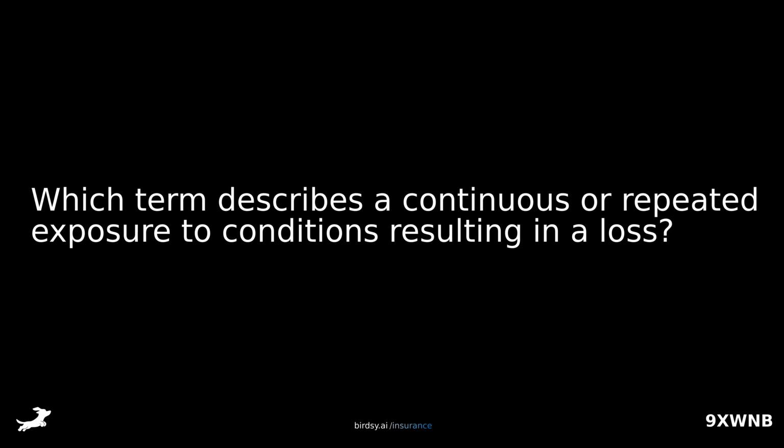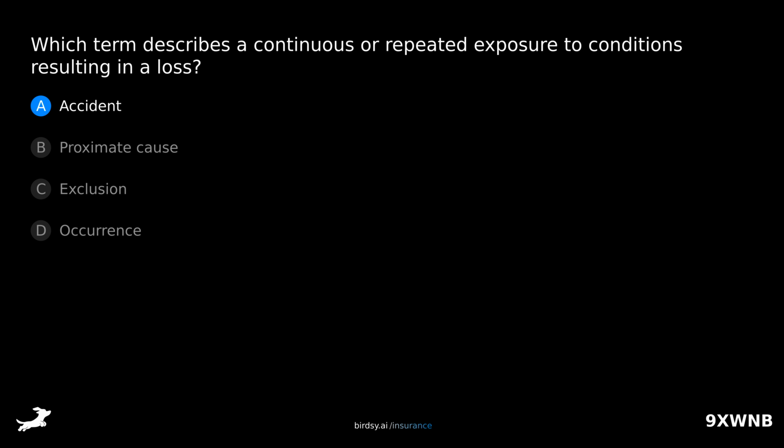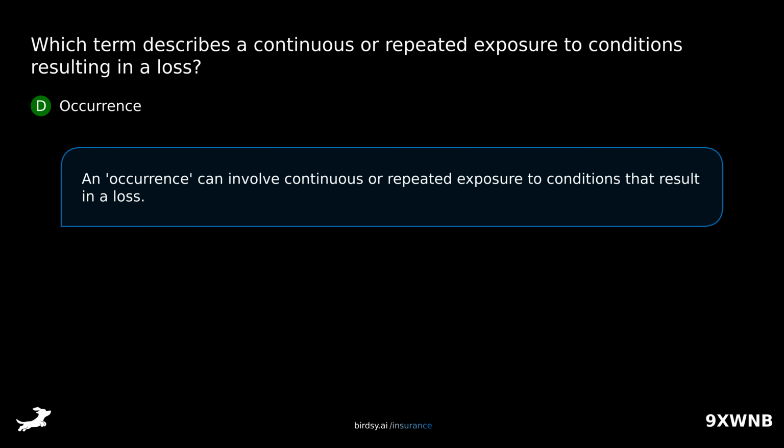Which term describes a continuous or repeated exposure to conditions resulting in a loss? Is it A, accident, B, proximate cause, C, exclusion, or D, occurrence? The answer is D, occurrence. An occurrence can involve continuous or repeated exposure to conditions that result in a loss.